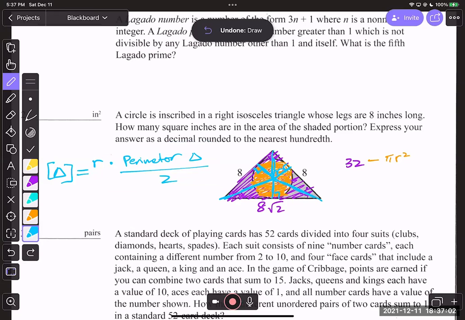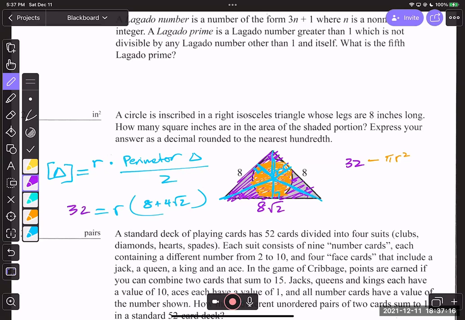So if we use this formula, we get that the perimeter of the triangle divided by 2, that's going to be 8 plus 8 plus 8 root 2, that's 8 plus 4 root 2, times the radius of my circle must be equal to 32. So now we just divide by 8 plus 4 root 2. So now we have 32 over 8 plus 4 root 2 is equal to r.